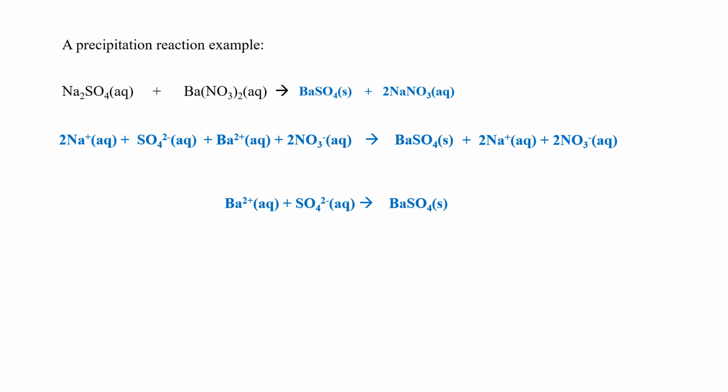So those are the 3 types of equations. We have to know what they're called. We have to know the term spectator ions. And we have to know our ions to begin with in order to write any of these equations.